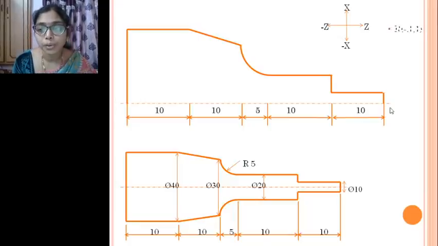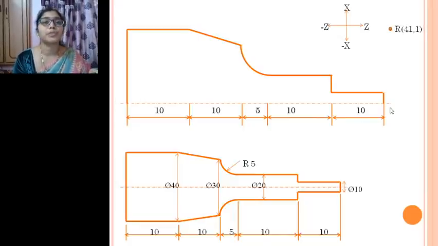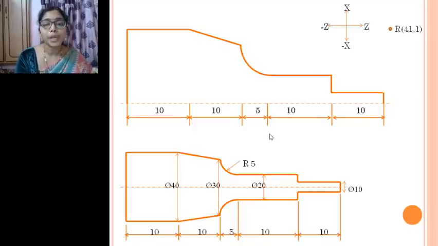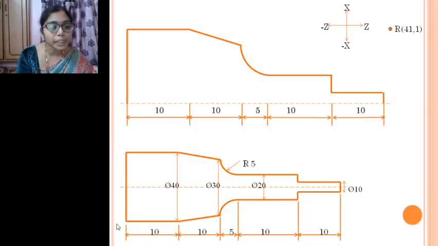Okay. So first we have to know the reference point. As we have said, the total length of the job is 45, right? What is the total length? It is 45. And then what is the total diameter? It is 40. Total diameter is 40.